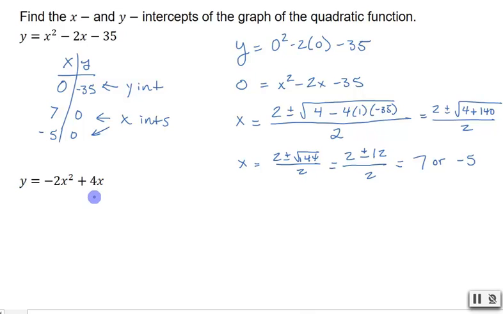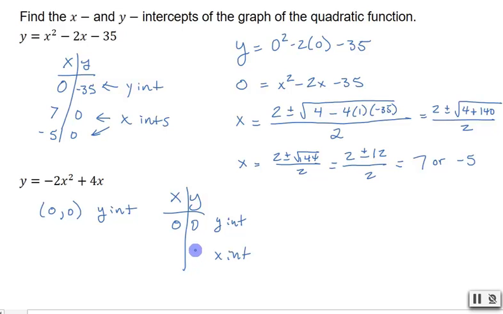Same thing with this one. The y-intercept. Y-intercept is where we make the x 0. So we get a y-intercept of 0, 0. Okay. And for x-intercepts, okay, we've got this y-intercept 0, 0. For x-intercepts, we make the y 0 and solve.